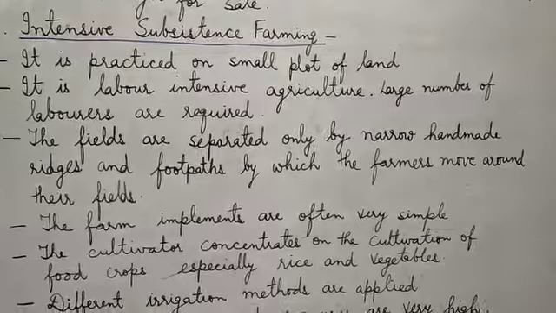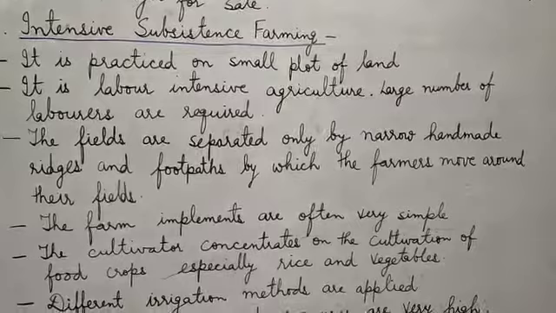So subsistence farming or agriculture is a farm practice that provides enough food for the farmer and his family but not enough for sale. Or we can say subsistence agriculture is a type of farming in which crops grown are consumed by the grower and his family. Subsistence agriculture may be of different types.